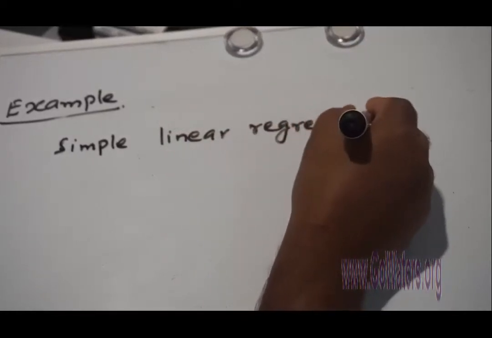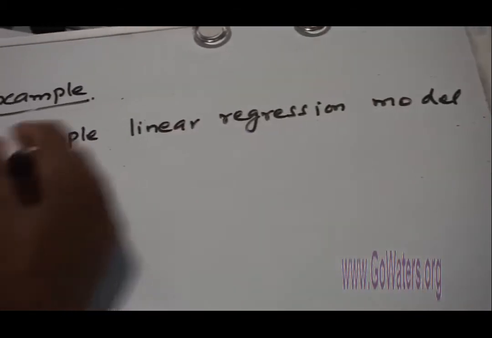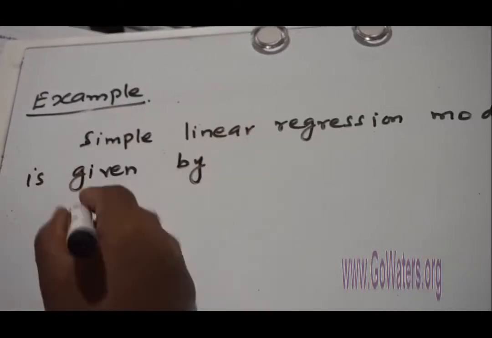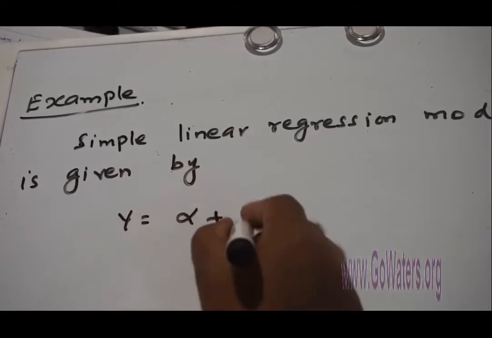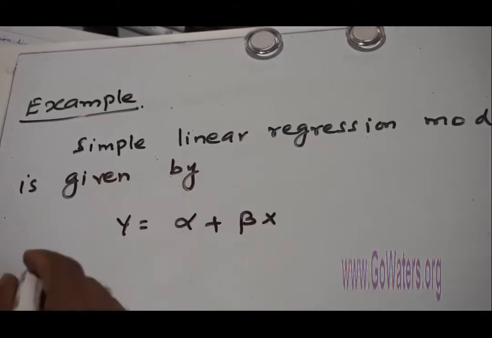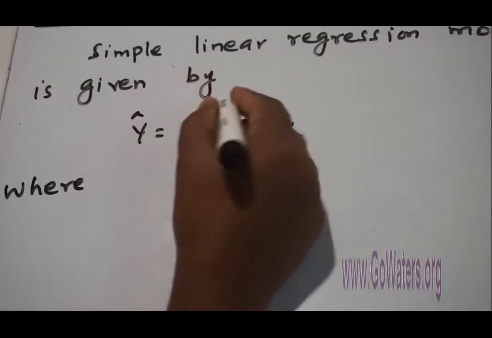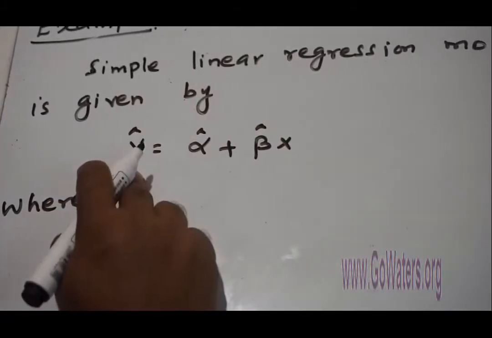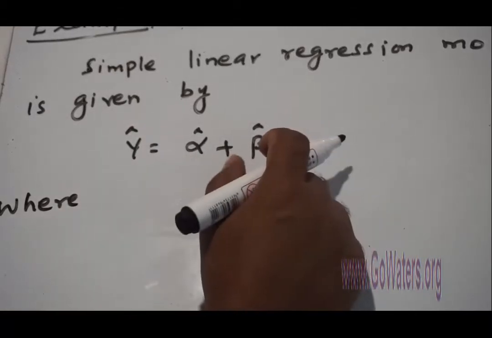Regression model is given by y equals alpha plus beta x. Remember, this is an estimated model, as I said earlier. So all these are estimated values, and y is the dependent variable which you are going to estimate with the variation in the x values.